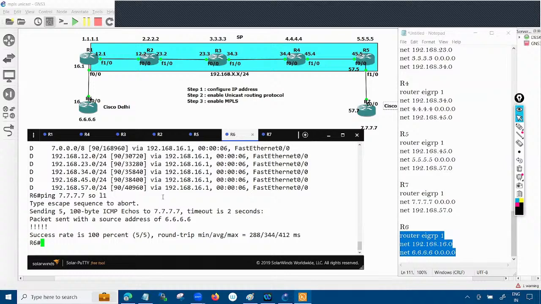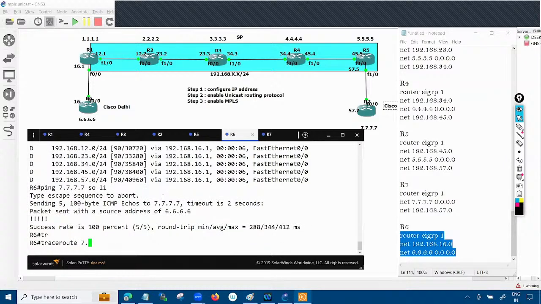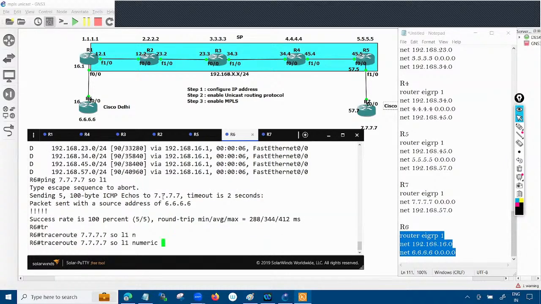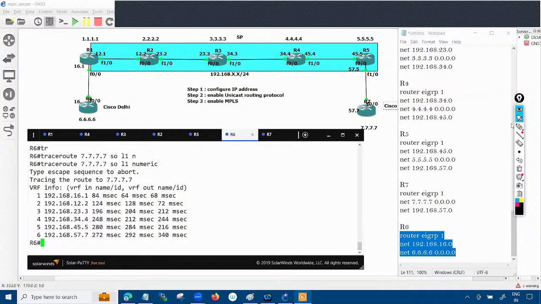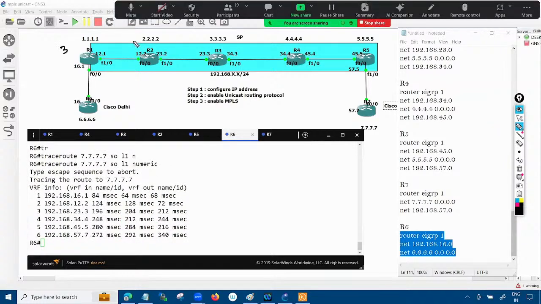All going good. So if you see, this packet is doing the route lookup right now, the 32-bit lookup. All the routers are doing the 32-bit lookup hop by hop. I want to do the MPLS lookup, right? 20-bit lookup. So I need to assign the MPLS.